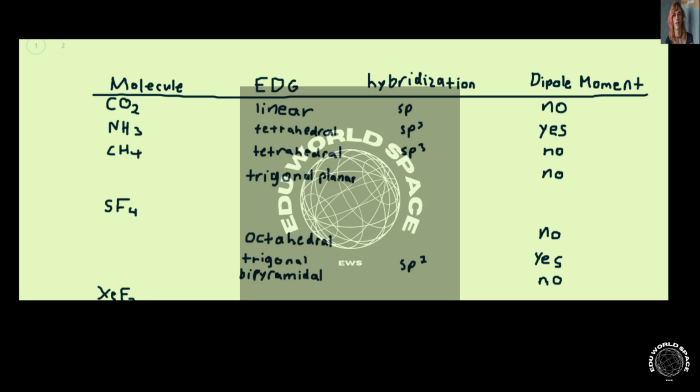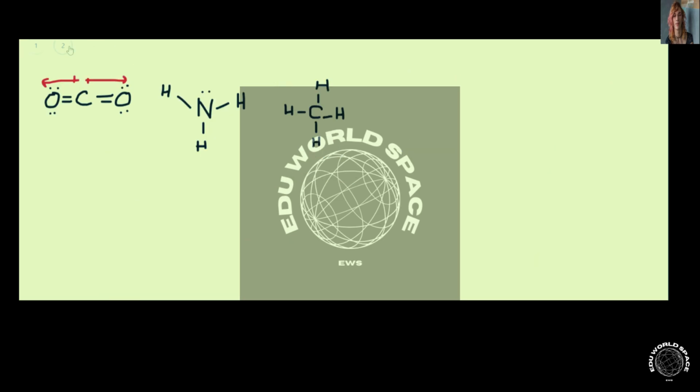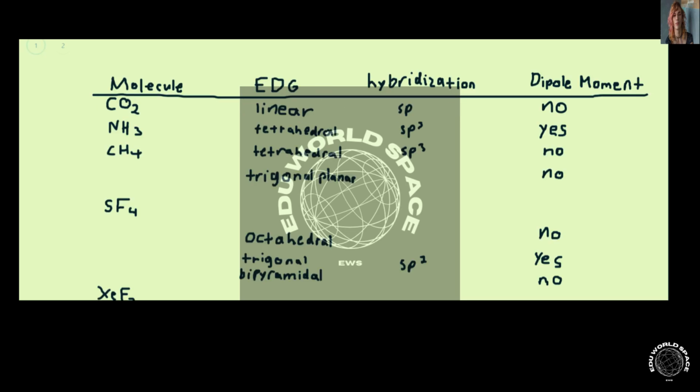Now, for trigonal planar, we can choose any kind of trigonal planar molecule with a dipole moment. So we're going to choose a molecule that looks like ammonia, but has no lone pairs on the central atom. So in this case, we're choosing BH3. Since there are 3 electron domains, you have sp2 hybridization.